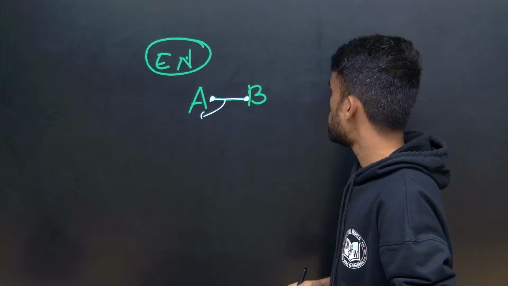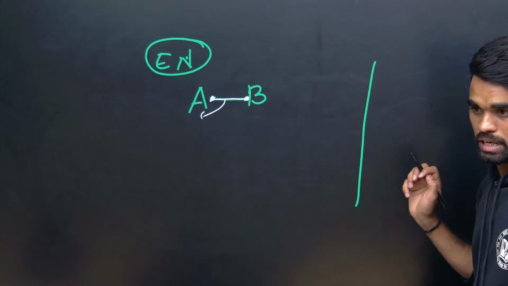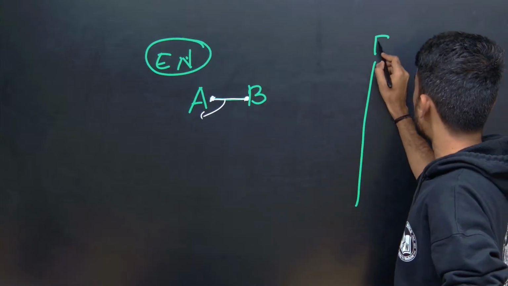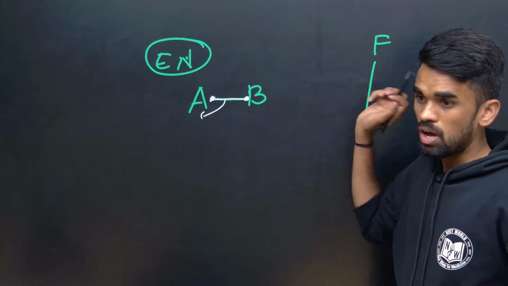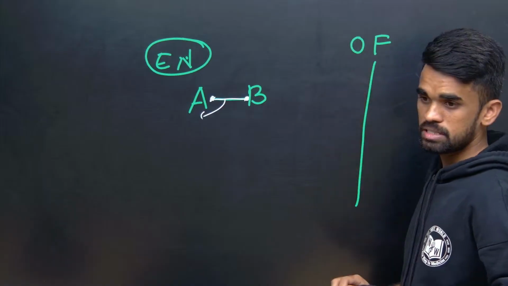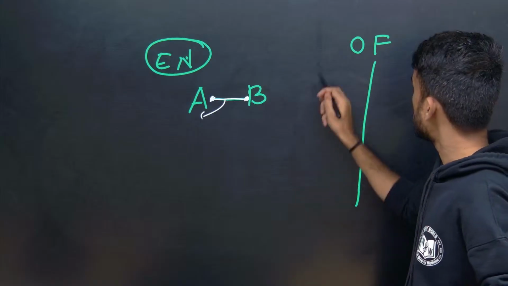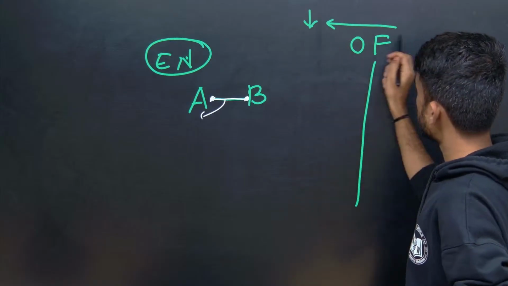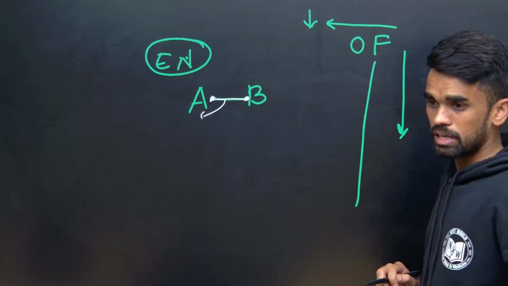Now, halogens generally have more electronegativity than the other elements. So what is the highest electronegative element in the periodic table? Fluorine. After fluorine, oxygen. Now as we move this side, electronegativity decreases. As we go down the group also, electronegativity decreases.